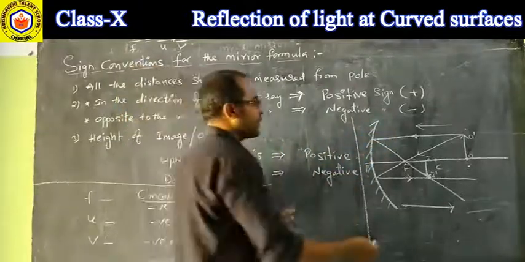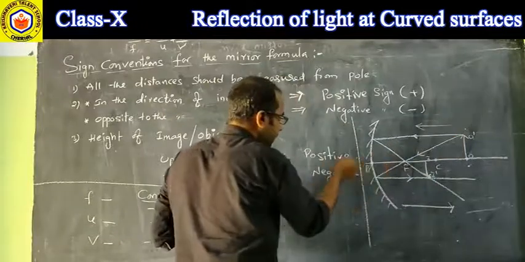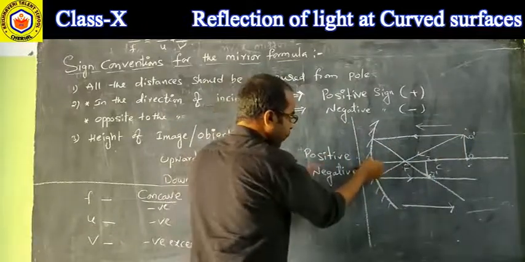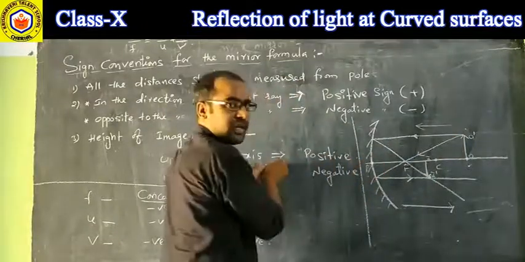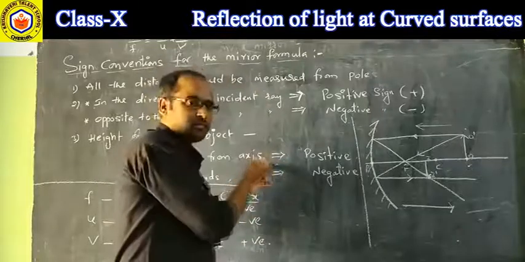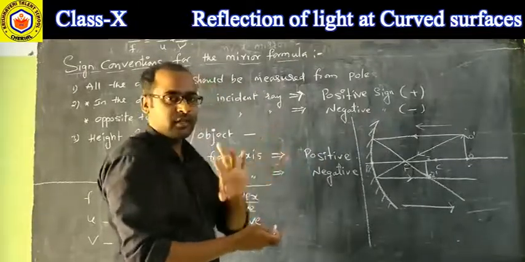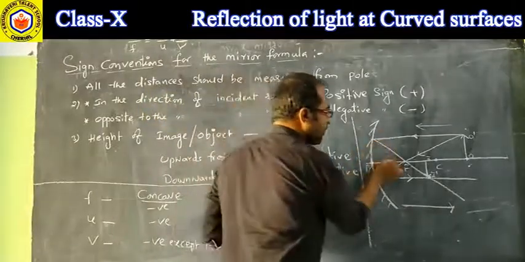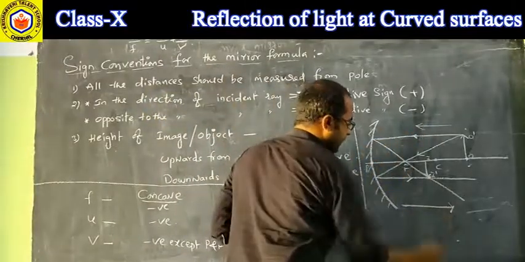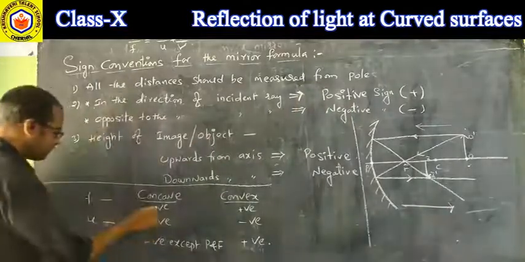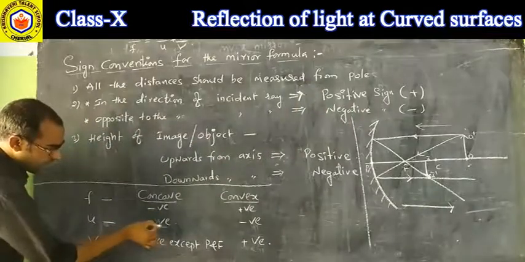If we are measuring along this direction, so if the object is here, at that time we should take positive, but there is no chance for the object to be here, right? So in this case object distance should be taken negative. For concave mirror, object distance is negative.